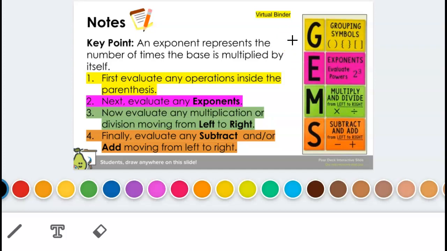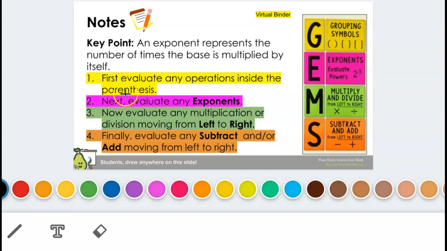And we'll take a better look at that, not in this video, but in the next video. Next, we want to evaluate any exponents. So again, exponents are these numbers with the base and then the exponent up here. After we complete all of those, we now want to evaluate any multiplication or division moving from left to right.